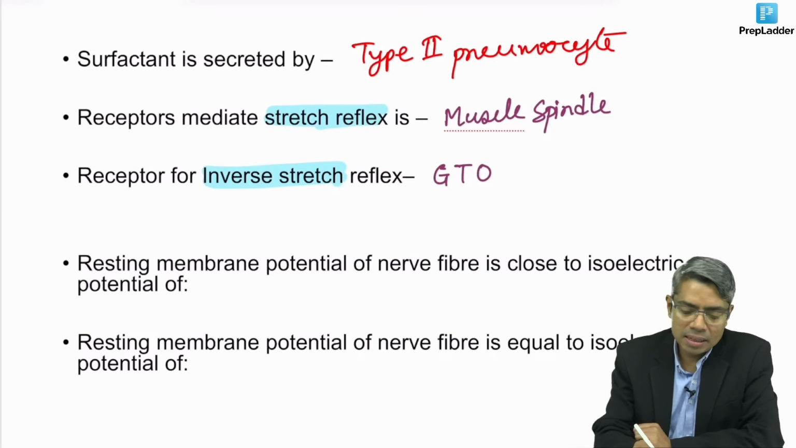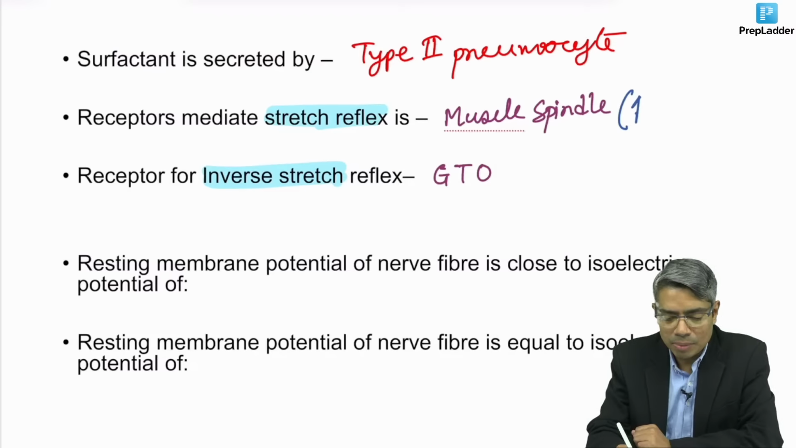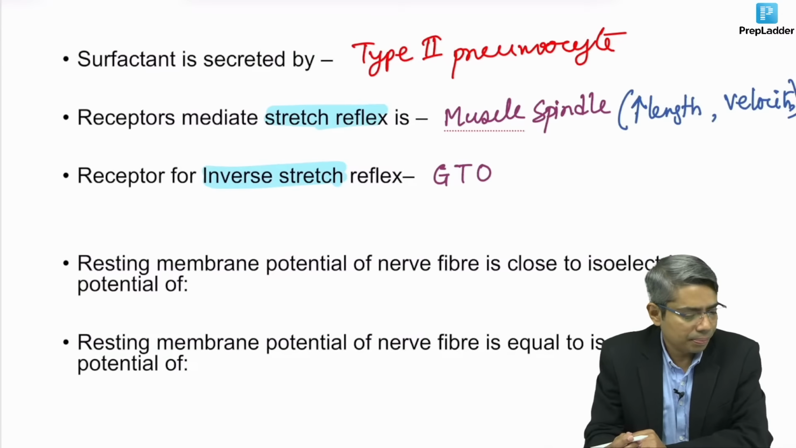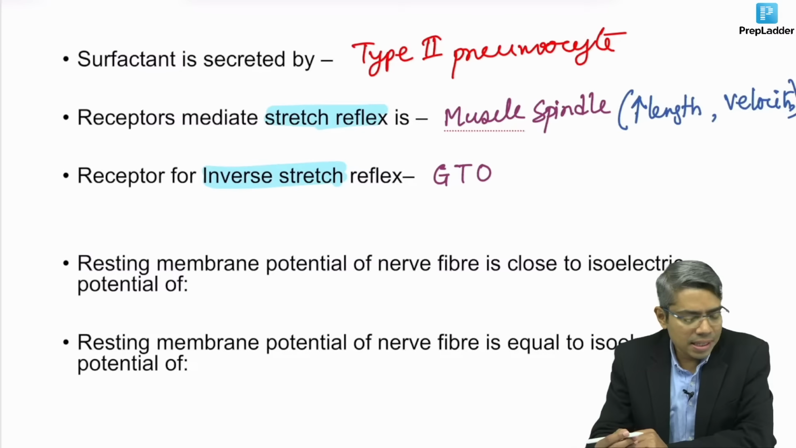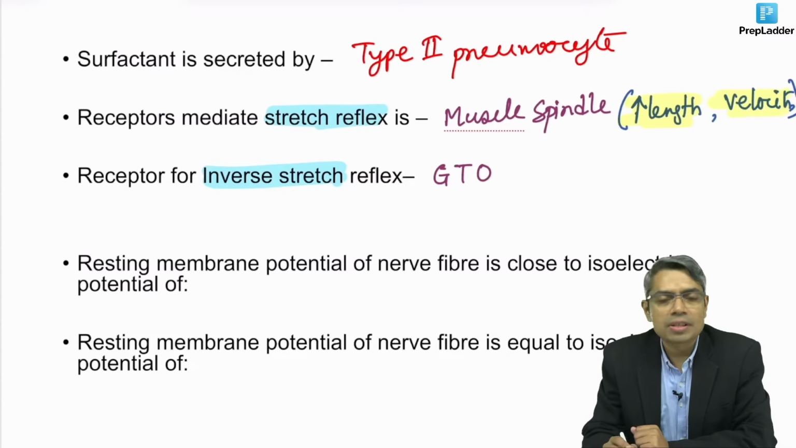The bare minimum you have to remember about these two receptors is that the muscle spindle is located within the main muscle bulk or muscle belly. The stimulus for the muscle spindle is an increase in length of the muscle or a change in velocity. Both are important for your upcoming MCQs. If I ask what is the stimulus for muscle spindle, your first answer is increased length, and the second is increased velocity or change in velocity. Both can stimulate the muscle spindle.